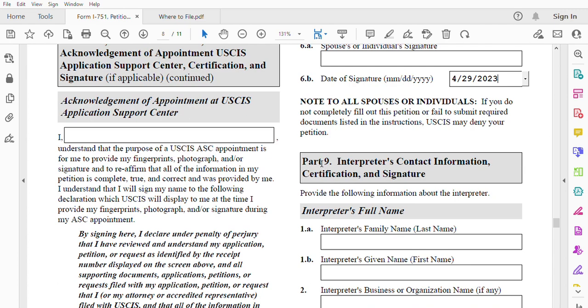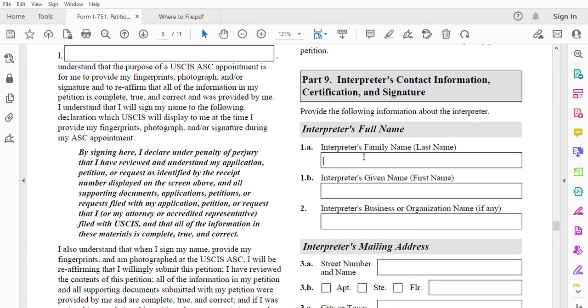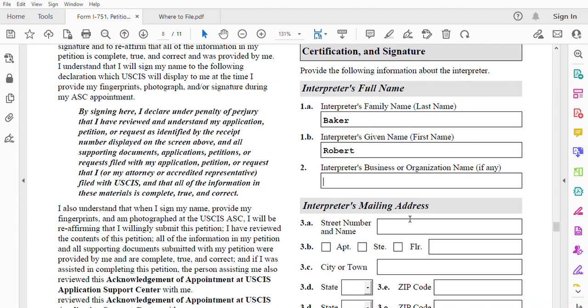So Part 9, interpreter contact information. You're going to add it right here. In my spouse's case, she used me as an interpreter, so I'm going to put my name, which is Robert Baker. I'm sorry, that's the first name. I don't have a business, I'm just an individual.